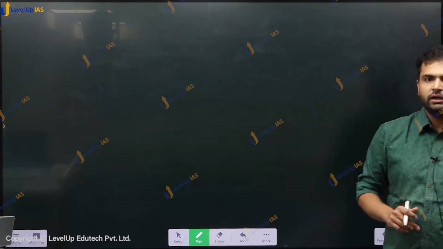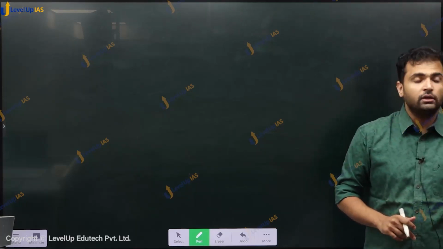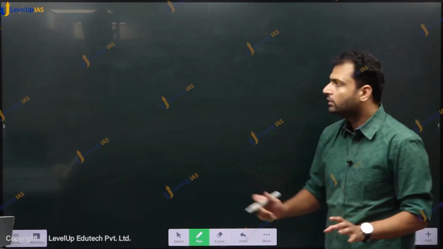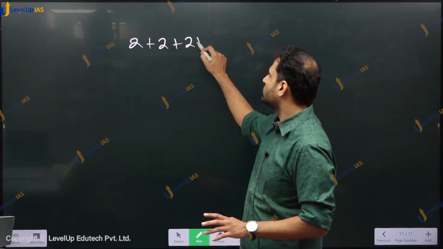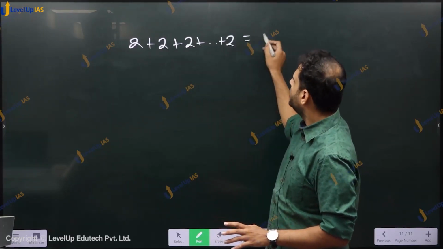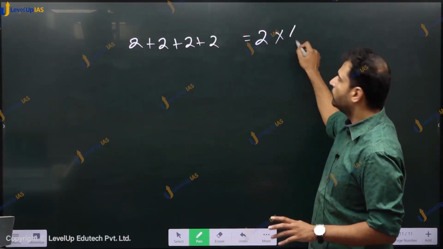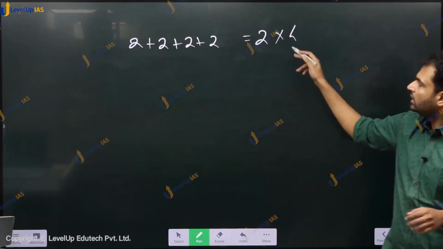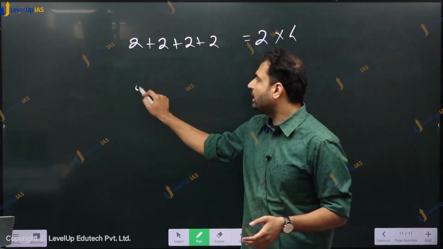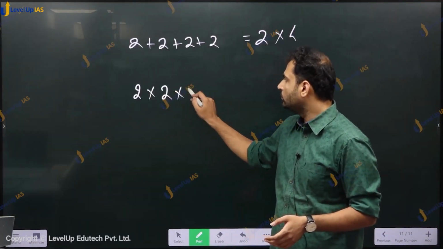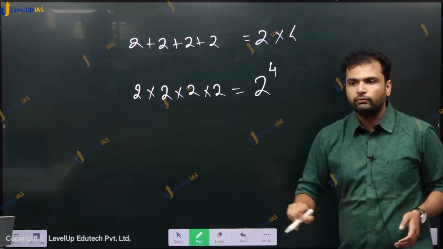Powers are nothing but repeated multiplication. Earlier we studied multiplication as repeated addition. So whenever we wanted to add 2 repetitively, 2 plus 2 plus 2 plus 2, we wrote it as 2, 4 times. So multiplication was nothing but repeated addition. But what if we want to multiply 4 times? 2 into 2 into 2 into 2. So we write it as 2 to the power 4.